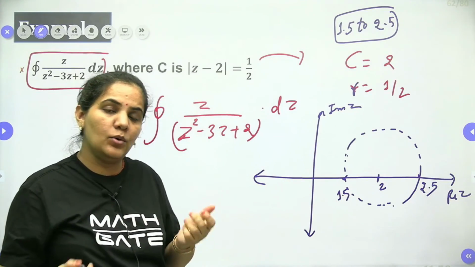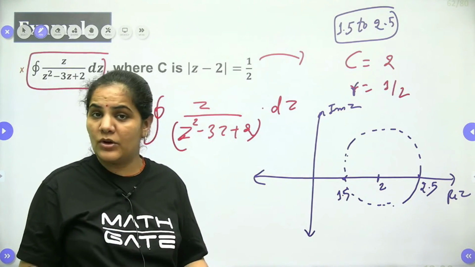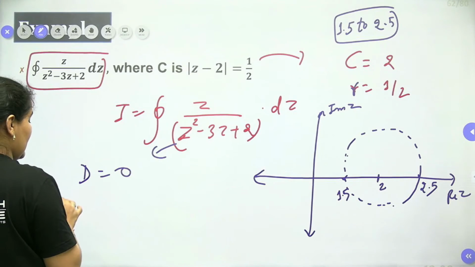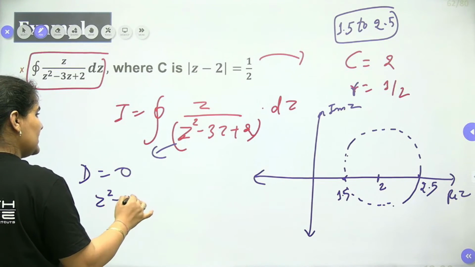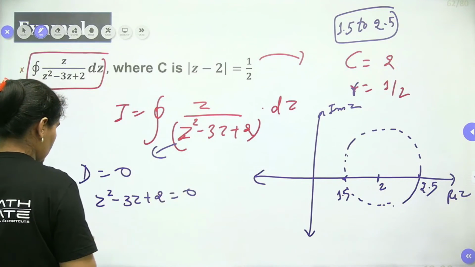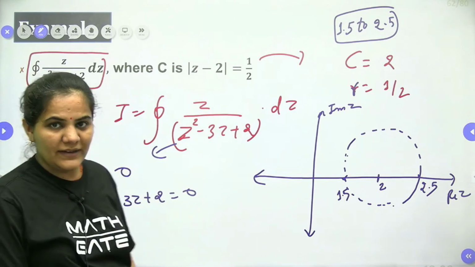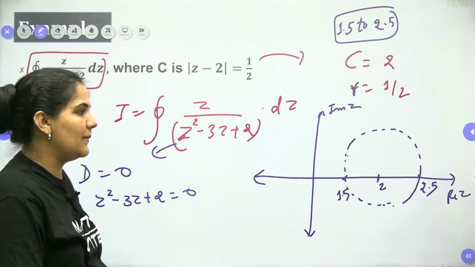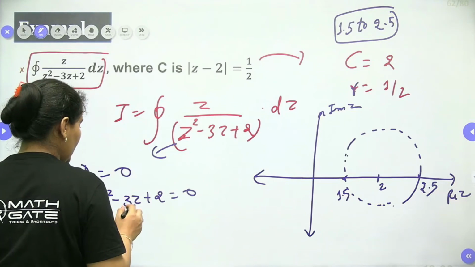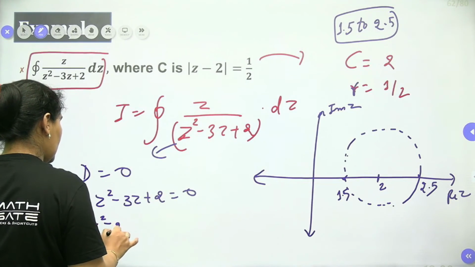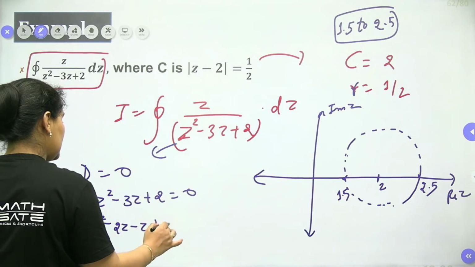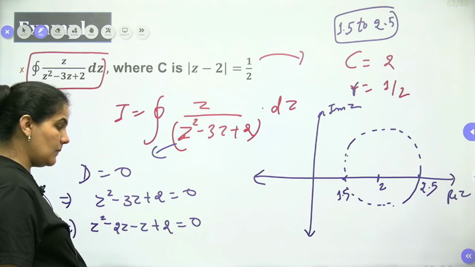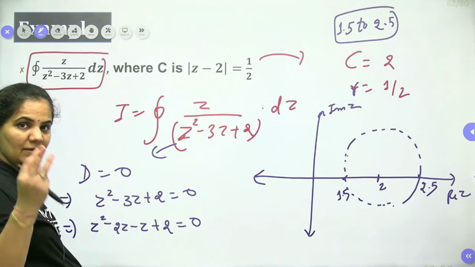For finding whether the poles are inside or outside, we have to find the singular points or poles. For finding the poles, we write the denominator equal to 0. It will be z square minus 3z plus 2 equals 0. Let's make factors of this one. We have to find two values whose multiplication is 2 and whose addition gives minus 3. So it is possible: z square minus 2z minus z plus 2 equals 0. Here the multiplication is plus 2 and the addition will be minus 3.